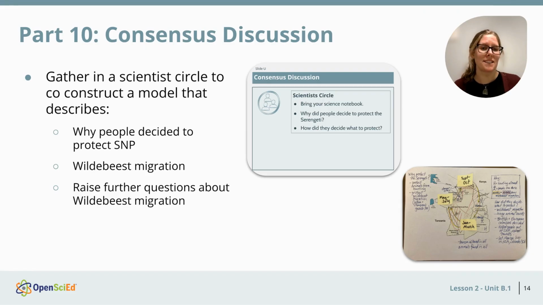Part 10 is the consensus discussion. This is when you'll be getting the class together in a scientist circle, and they're going to work on constructing a model together that describes why the Serengeti National Park was created, what that wildebeest migration is, where it is taking place, what months of the year it is taking place in, and helps raise those further questions about why the wildebeest are migrating.